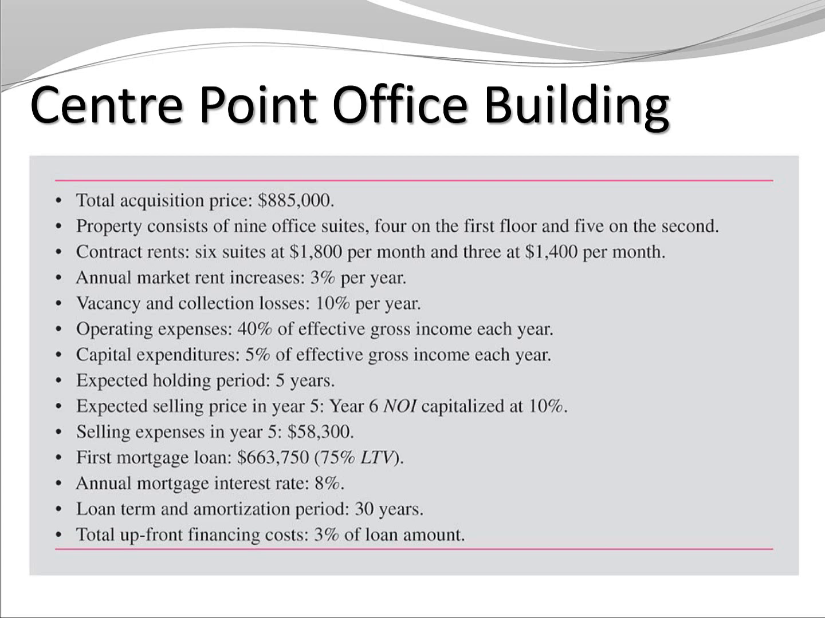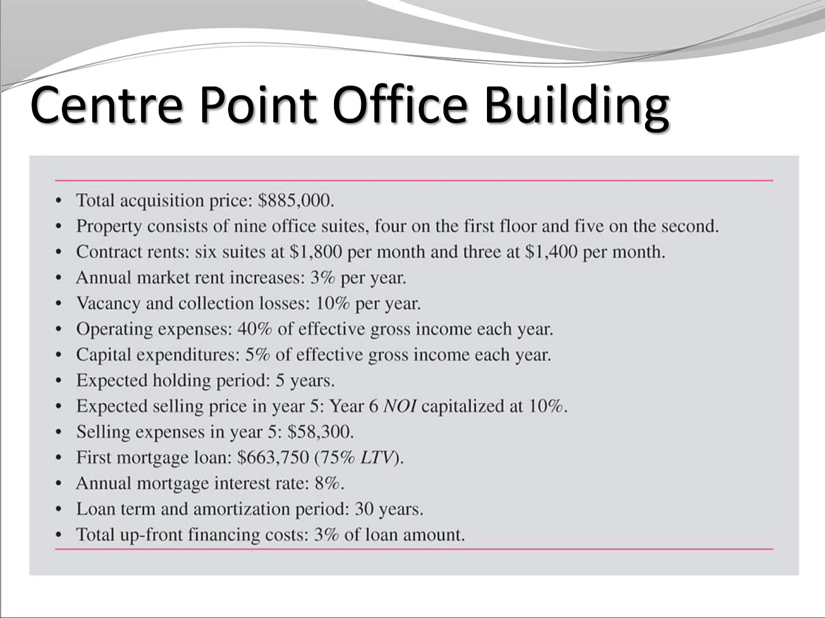Vacancy and collection losses are estimated to be 10% per year of the potential gross income. Operating expenses are 40% of effective gross income. Capital expenditure is 5% of effective gross income. Expected holding period is 5 years. Expected selling price in year 5 can be calculated using the expected year 6 net operating income capitalized at 10%. Selling expenses in year 5 are $58,300.